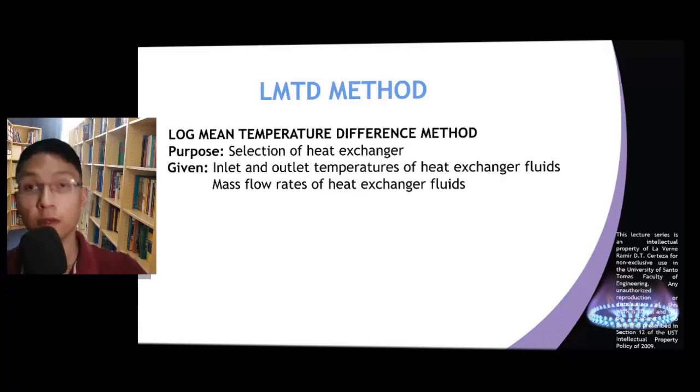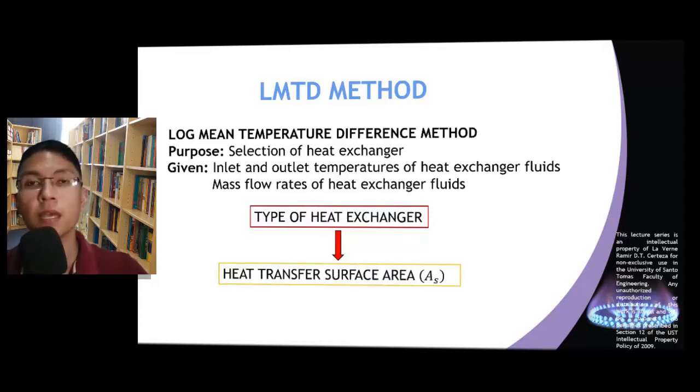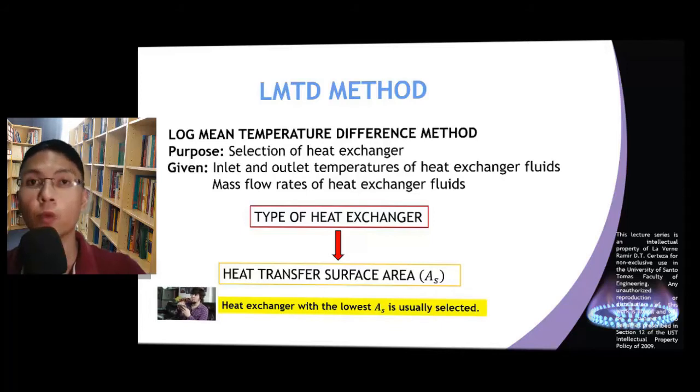In this method, we first start by selecting a specific type of heat exchanger, then computing the required heat transfer surface area needed to achieve the required outlet temperatures of the fluids. Then we repeat this process for other types of heat exchangers, until we find the heat exchanger type that will require the lowest heat transfer surface area.